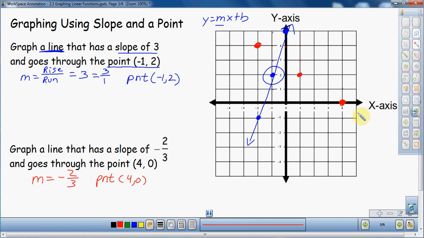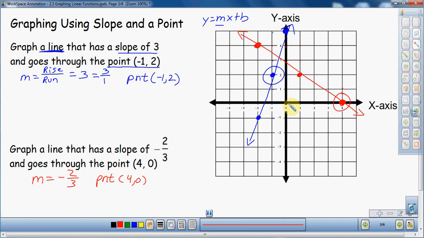So now let's just connect the dots right here. Put arrows on the end of your lines, of course, because they're lines that go on forever. And that's it. So our starting point was down here, which was 4, 0. And there is the line that has a slope of negative 2/3, and it goes through the point 4, 0. Okay, a couple other things to note. That's the end of those two problems.